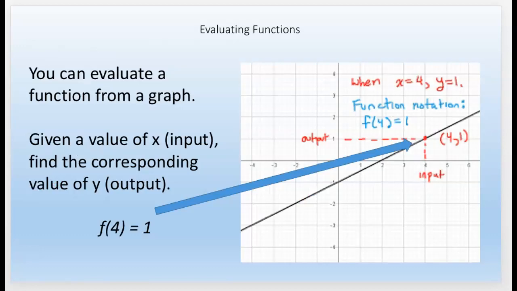Guys, you can also use a graph. Evaluate a function from a graph. In other words, here's a graph of a line. We're saying find f of 4. So look where x is 4, right here, and then go up to the line and see what the y value is right there. Well, the y value is 1. That point is (4, 1). So f of 4 equals 1.